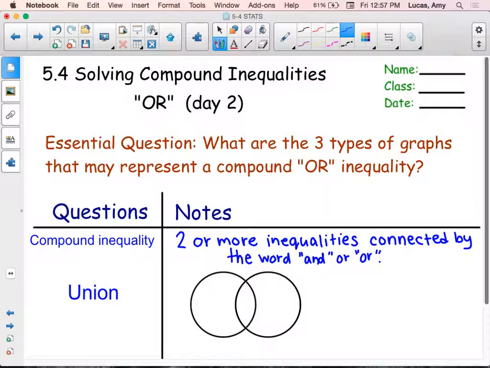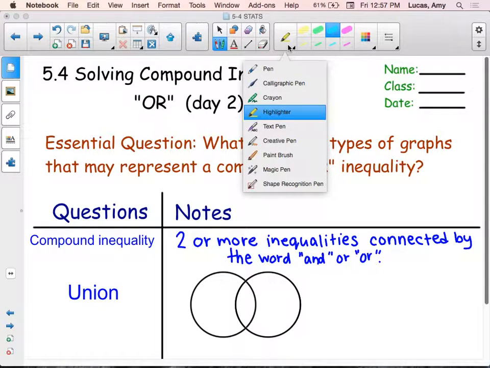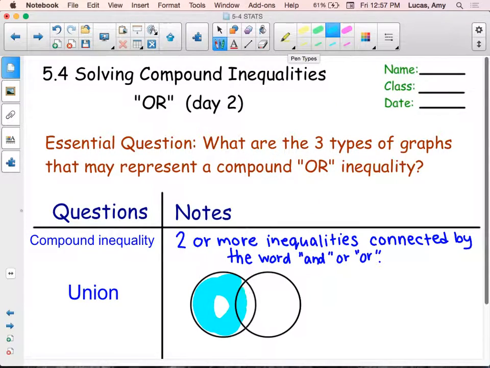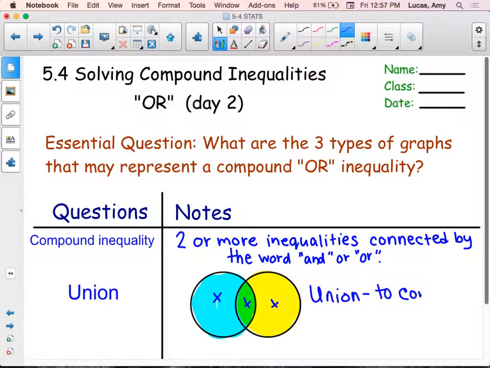Okay, so the connecting word or means something completely different than the connecting word and. The connecting word or you can think of as a union of two things. So to be in the union of our circles here, our Venn diagram, here's one of our circles, here's the other. To be a point in the union means that you could be anywhere. You could be in the blue, the yellow, or the green. Union means to unite together, to combine.